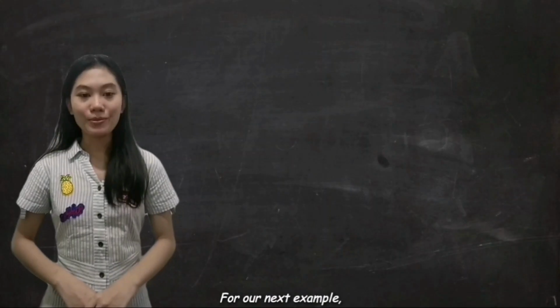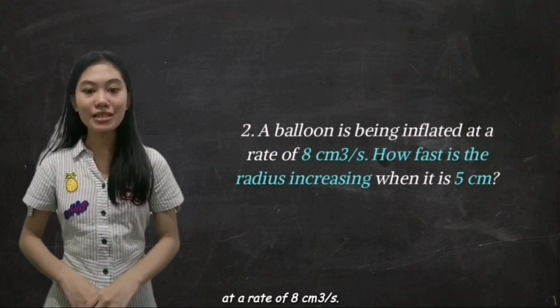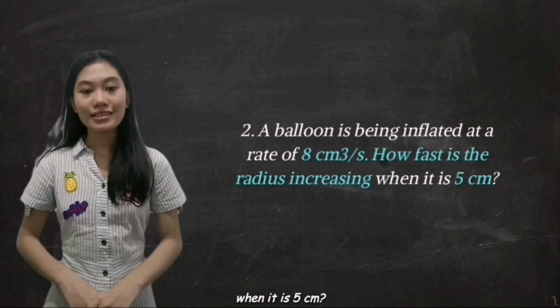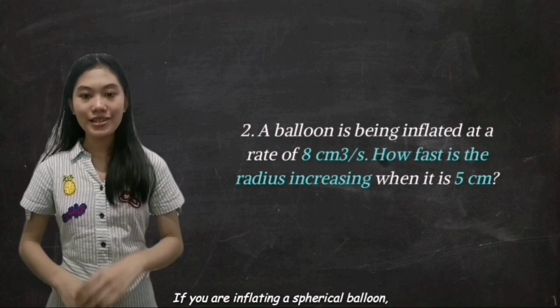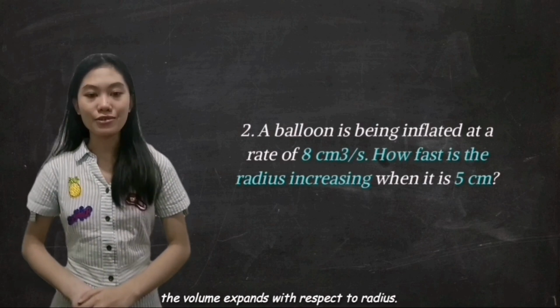For our next example, number 2, a balloon is being inflated at a rate of 8 cubic centimeters per second. How fast is the radius increasing when it is 5 centimeters? In this case, there is a rate of change. If you are inflating a spherical balloon, the volume expands with respect to radius.